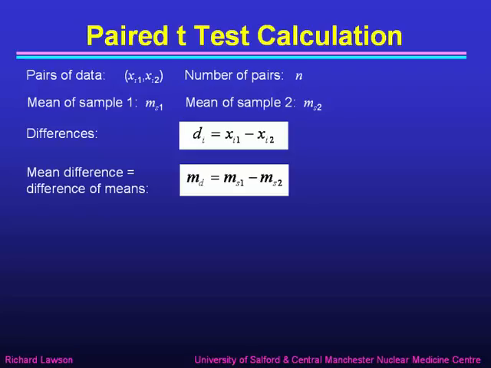What we have to do is work out the mean difference. The mean difference is actually the same thing as the difference of the means, so we can calculate it as the mean of sample 1 minus the mean of sample 2.